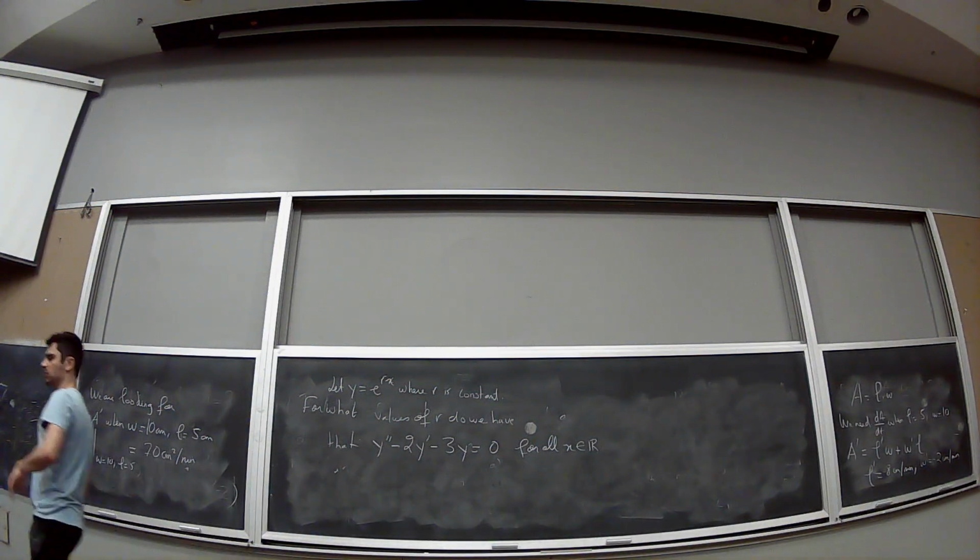But let's start with this. I think this is a problem in the textbook. I changed the numbers. Great. Now, what is y prime in that case? r is a constant. y prime is r e to the rx, right? And y double prime, what is that equal to? r squared e to the rx.